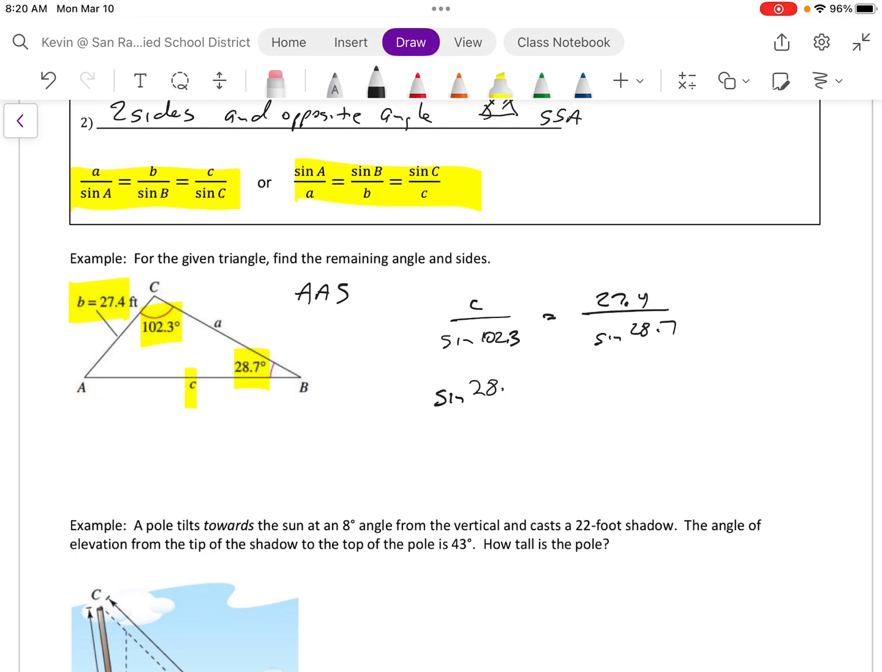So we just have to calculate out what that is. We'll cross multiply. And then we'll go sine of 102.3 times 27.4. So we cross multiplied. Then I'm going to isolate my C, because C is what I'm trying to find.